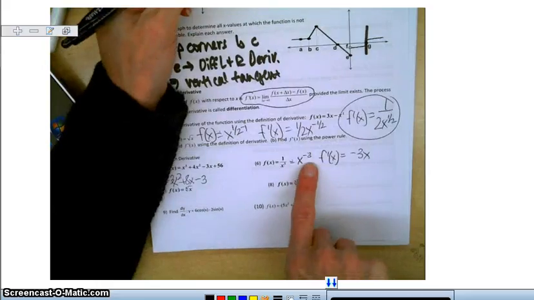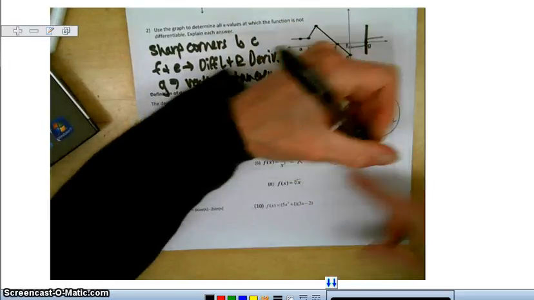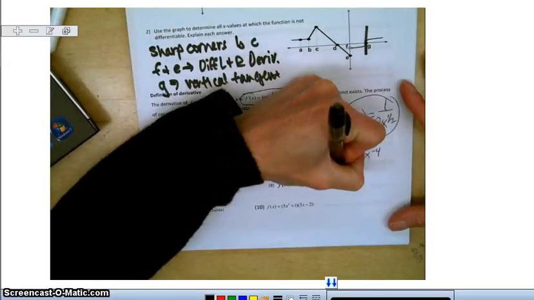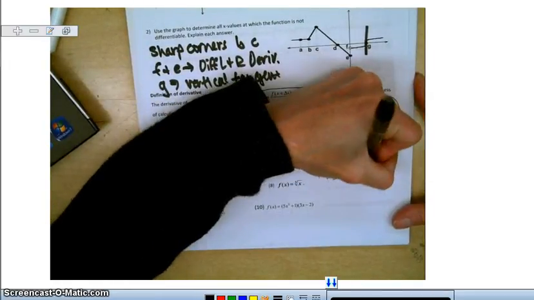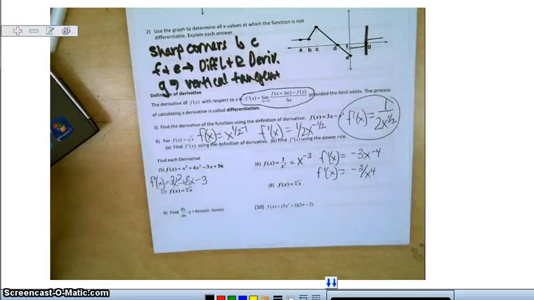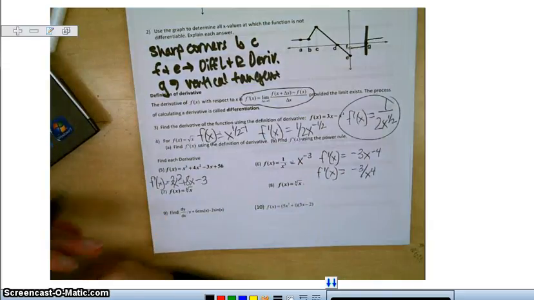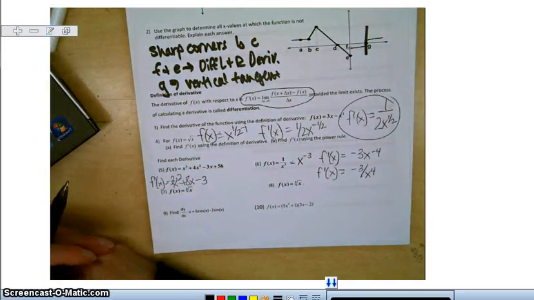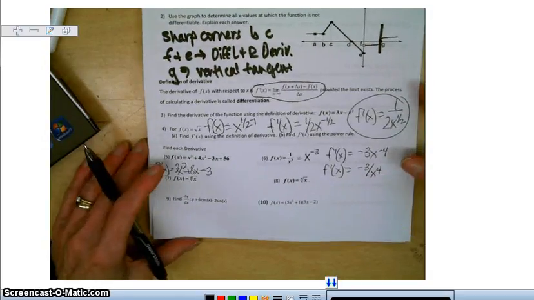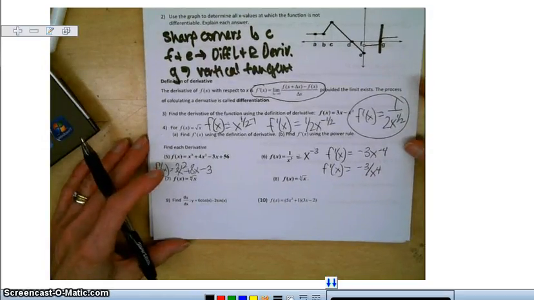Subtract 1 from the power makes it negative 4. And f prime of x is negative 3 over x to the 4th. The negative 3 is fine. The only thing that has to move to the bottom is negative exponents. All right, 7 and 8 are very similar to each other and to number 4.